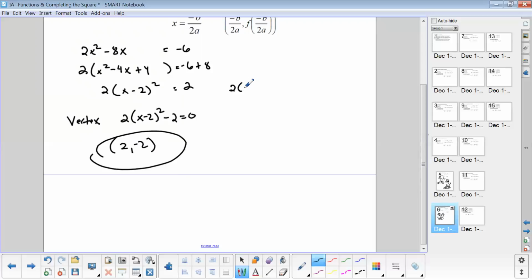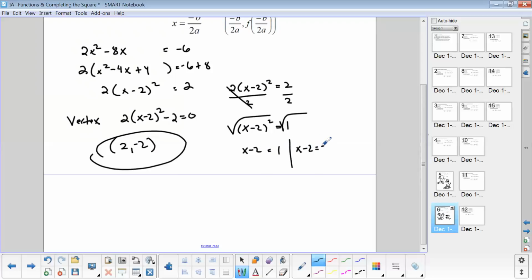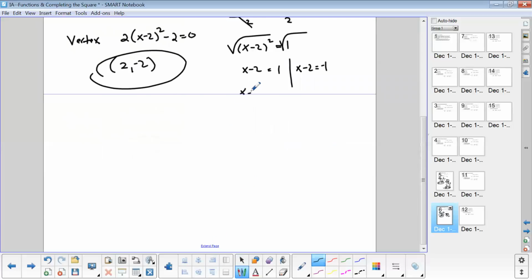So over here, I've got 2 times the quantity of x minus 2 squared equals 2. And I want to solve for x, so I'm going to divide by 2. And that's going to give me x minus 2 quantity squared equal 1. And then if I take the square root of both sides, I get x minus 2 equal 1, and x minus 2 equal negative 1. So x would equal 3, so it would be 3 comma 0, and x would equal 1, or 1 comma 0. So those would be the solutions.